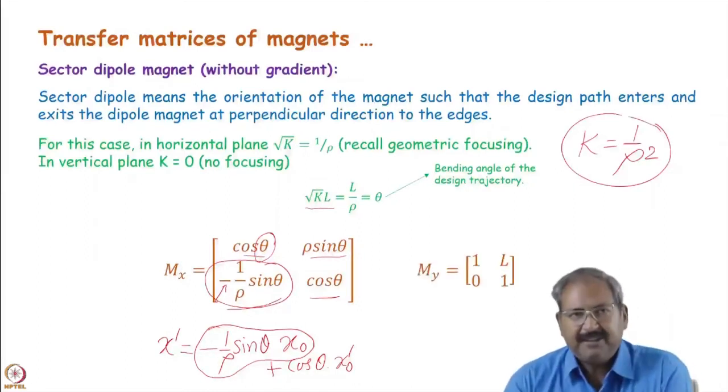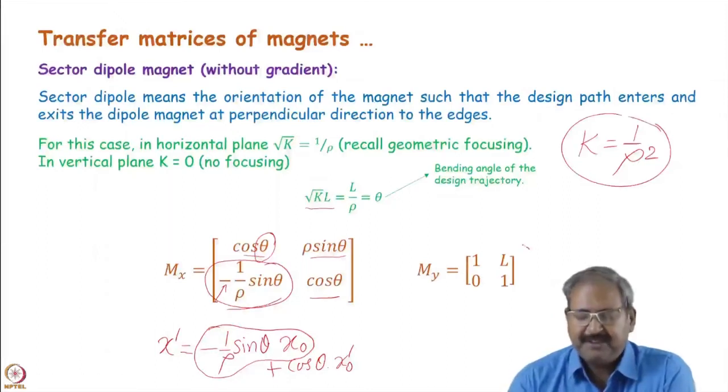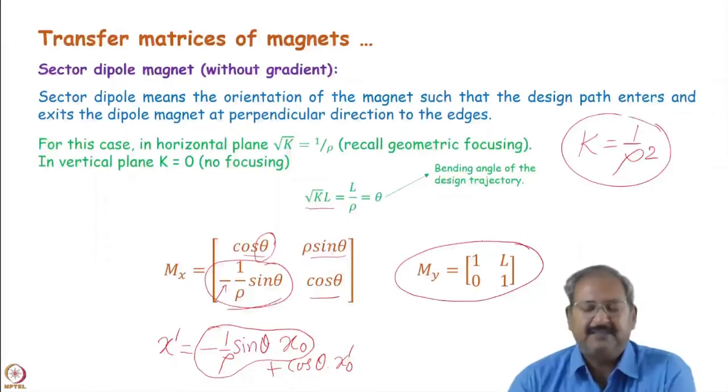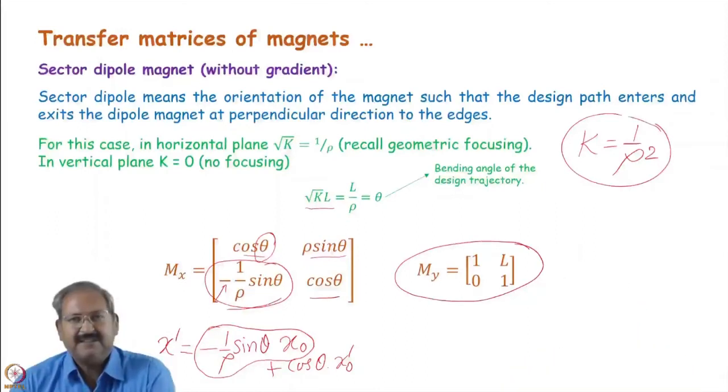In the vertical plane, the sector dipole magnet behaves like a drift space. So we have a matrix like the drift space in the vertical plane. So now we have known the matrix of the sector dipole magnet. Now we will obtain the matrix of the quadrupole magnet.